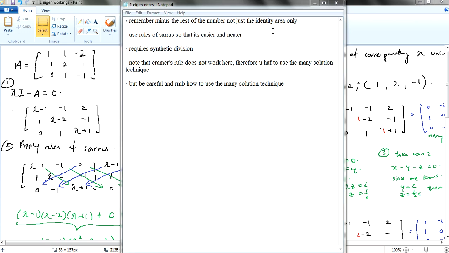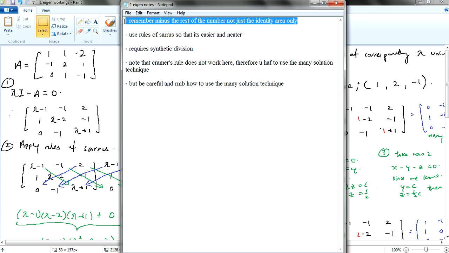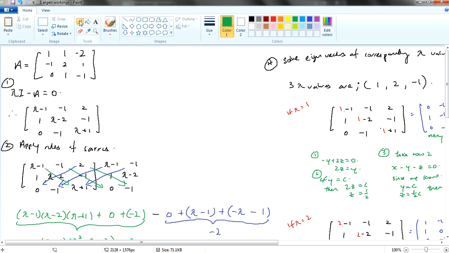Eigenvalues and eigenvectors. Be very careful when you are starting out with this question, because there's a point where complexity comes in. Remember the minus of the rest of the numbers, not just the identity matrix only. So what does this mean? Remember that the equation is lambda I, the identity matrix, minus A equals 0.